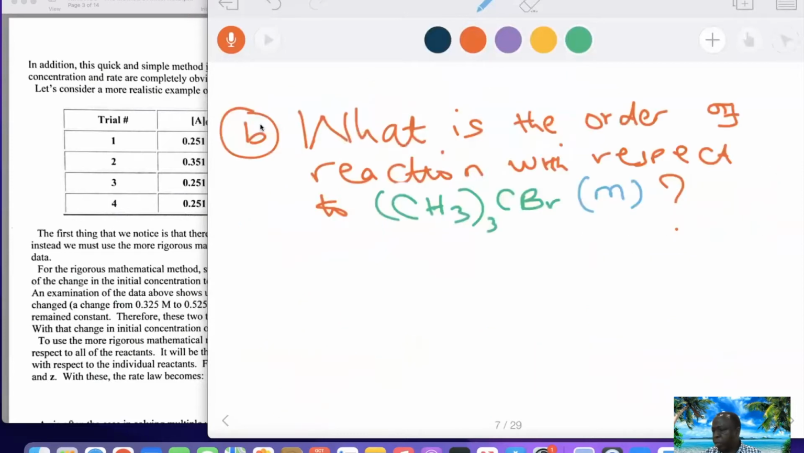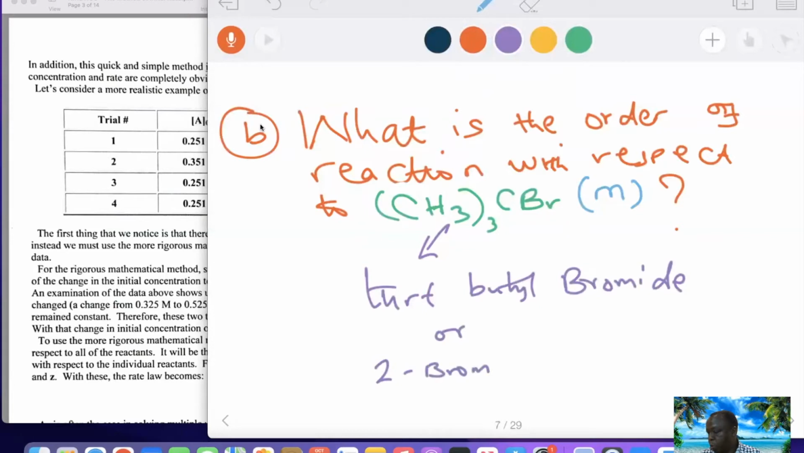In a similar fashion, we can determine the reaction order with respect to tert-butyl bromide, or 2-bromo-2-methylpropane, just the IUPAC name for the compound. Nonetheless, let's see how to determine the reaction order with respect to these reagents.